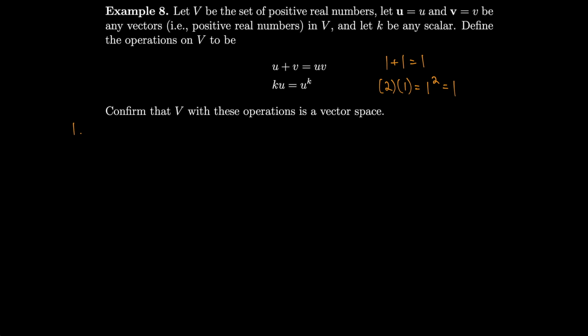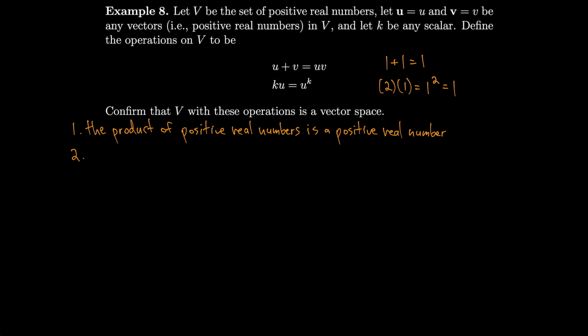For number 1, notice if we take the sum of any real numbers, what we're really doing is taking the product of only positive real numbers, and any product of positive real numbers is still going to be a positive real number. So this is actually closed under vector addition, which in this case is regular multiplication.